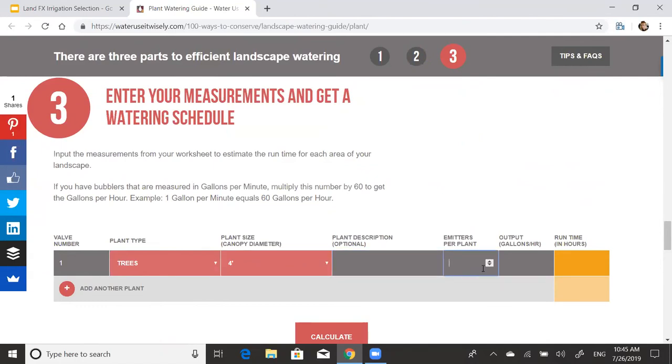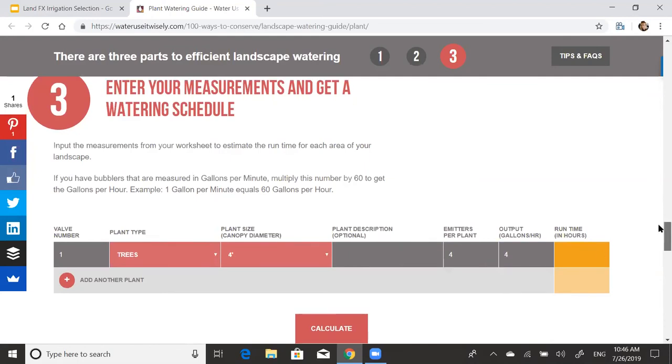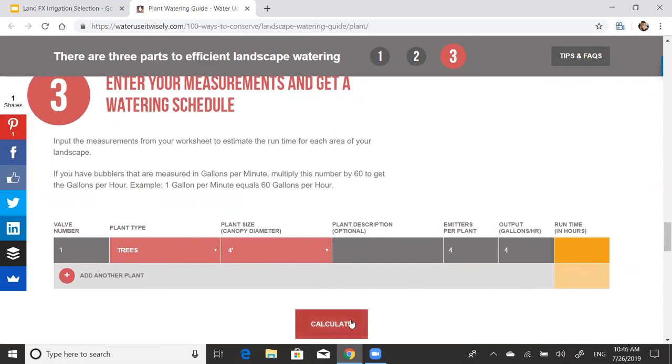I don't know, plant description, we don't need to do that. Emitters per plant, I'm gonna say a lot for a tree, so I haven't actually used this, to be honest. I'm gonna say more. So I think it's supposed to calculate for you here. Yeah.